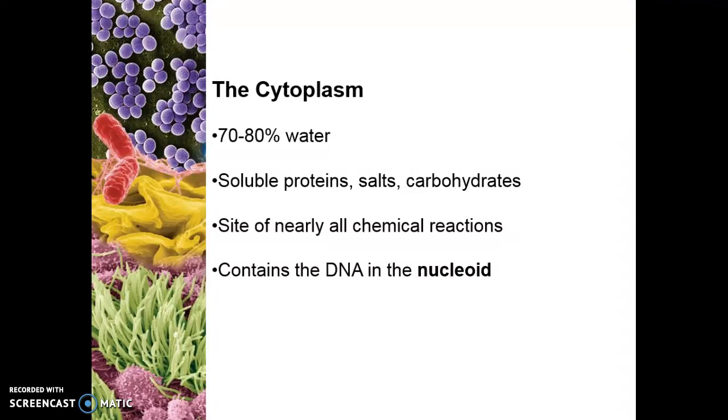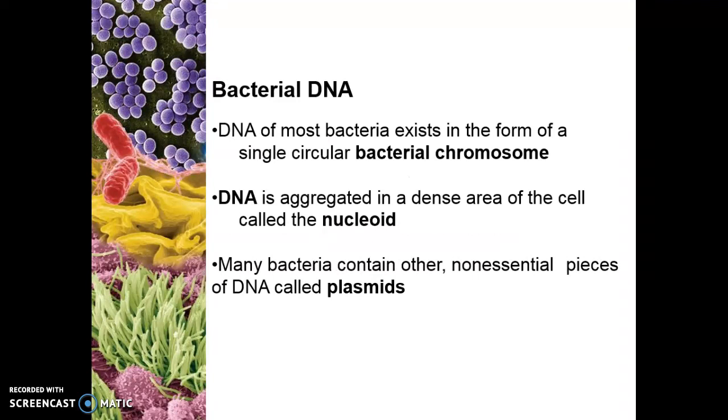The cytoplasm is the site for nearly all chemical reactions, except for ATP generation, because if you remember from the previous section, that occurs within the plasma membrane. Within the cytoplasm, there's a major area that has the DNA, and that area is called the nucleoid. Remember, because these are prokaryotic cells, by definition a prokaryotic cell does not have a nucleus like eukaryotic cells do.